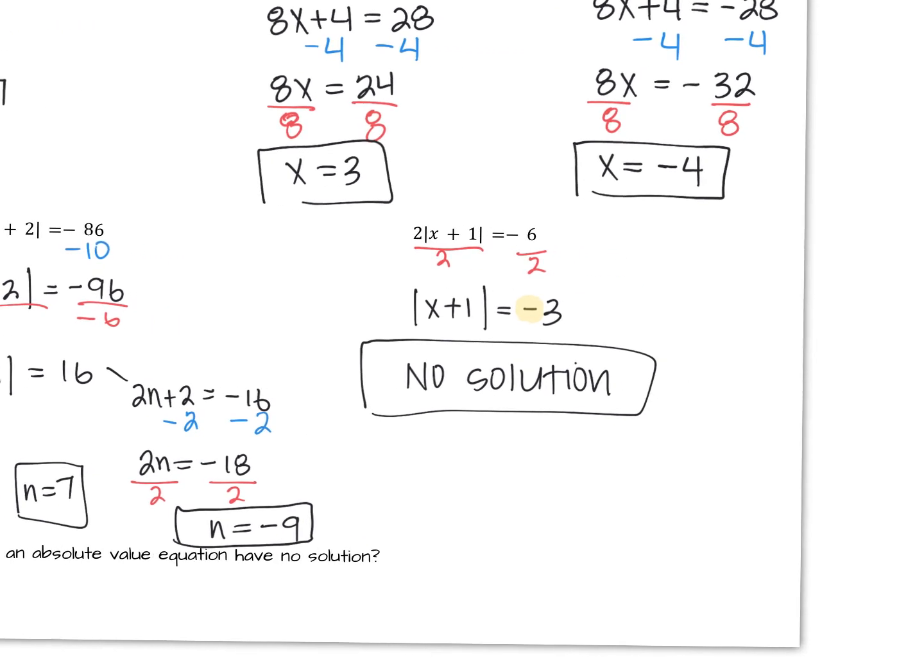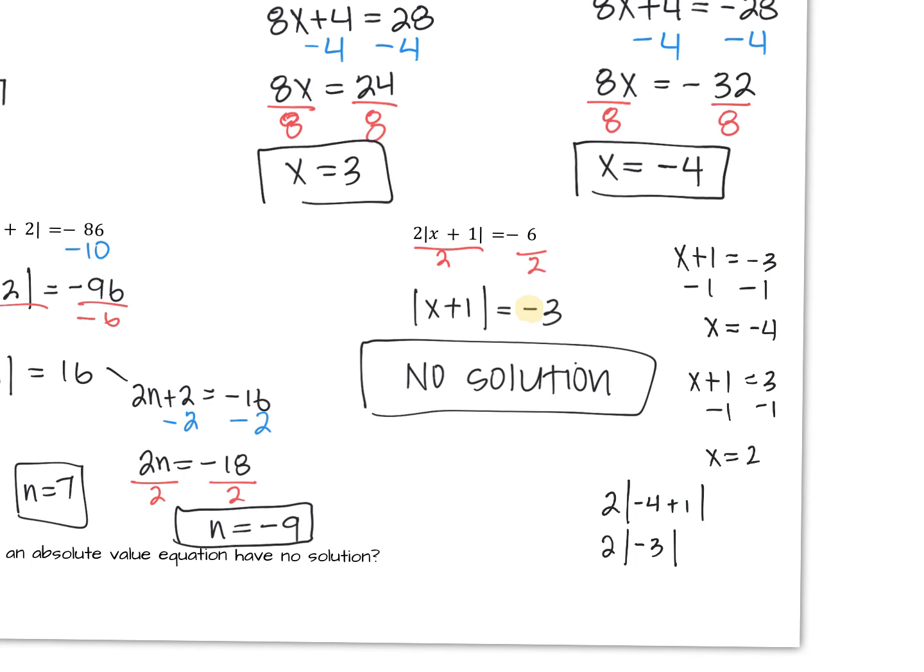So I'm going to show you that real quick off to the side. If I did x + 1 = -3, and I subtracted 1, I get x = -4. And I did x + 1 = 3, subtracted 1, and I got x = 2. When I plug that in to check, 2 times the absolute value of -4 + 1. -4 + 1 is -3. The absolute value of -3 is 3, so I get 2 times 3, which is 6, which does not equal -6.